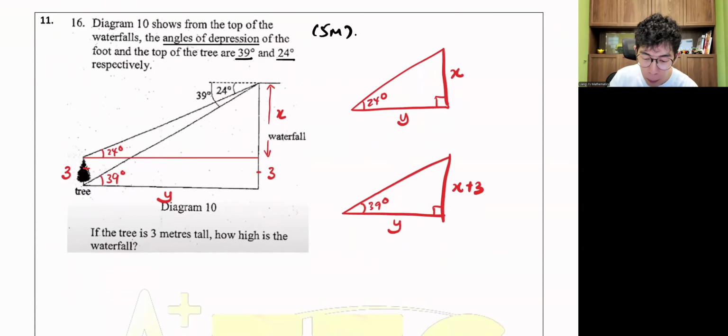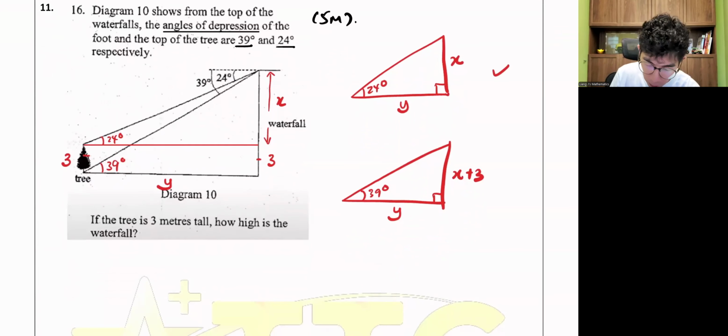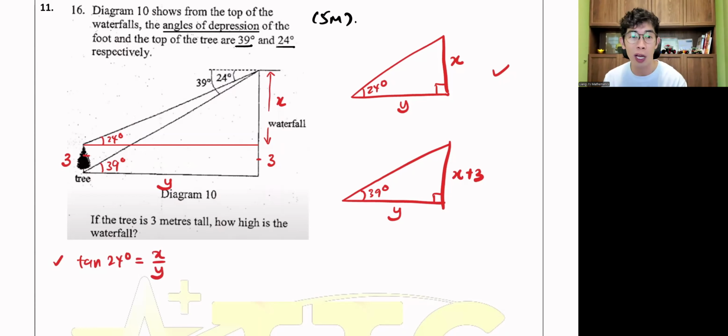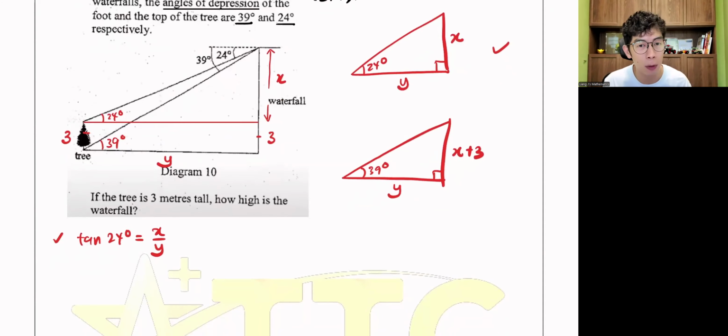Form 1, 2, 3 related. So let's solve the first part. Okay, I'm going to solve this now. I put a tick here. So everyone, tangent 24 degrees equals x over y. Then students stand there. Teacher, what to do next? Just type your tangent 24 in. So tangent 24, you will get, just make it 4 decimal points, everybody. 4 decimal points is good enough.